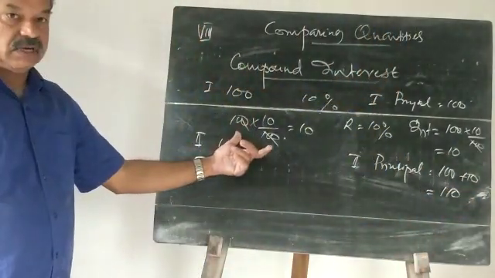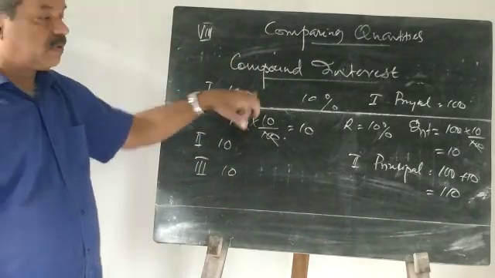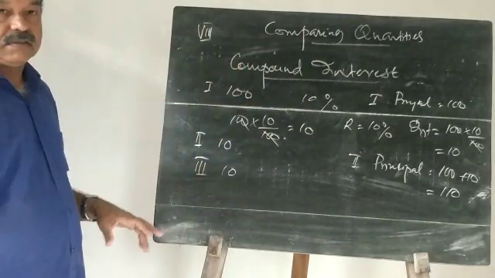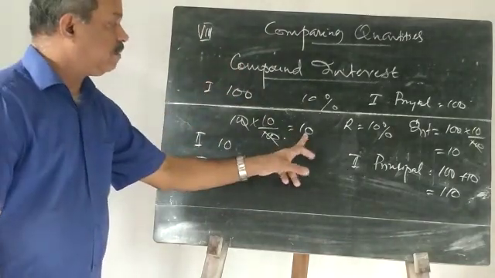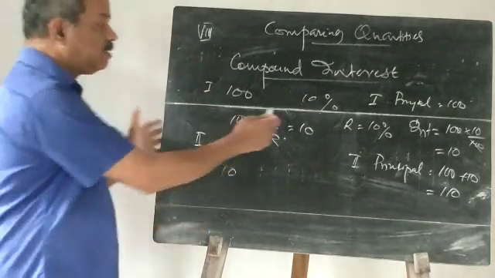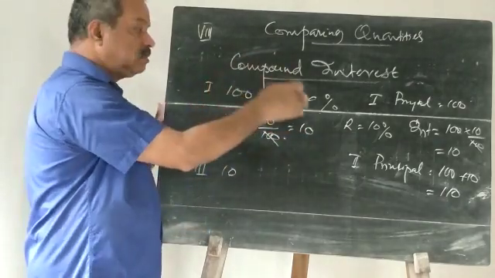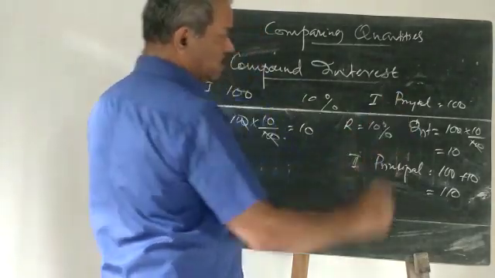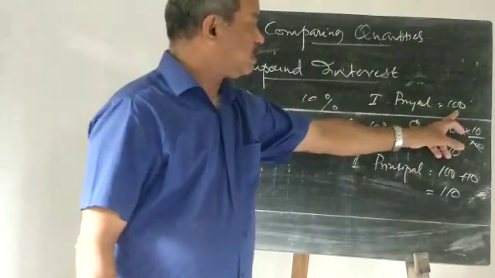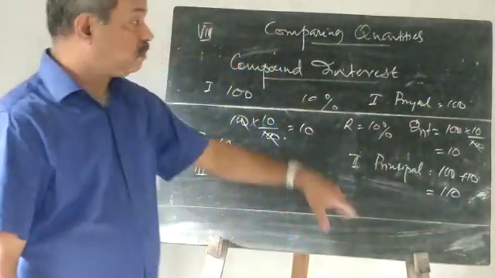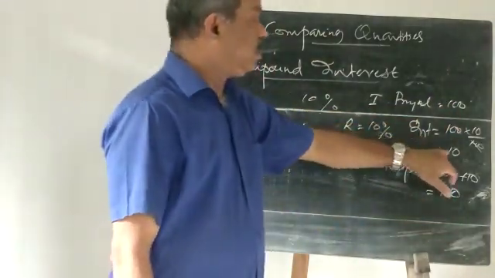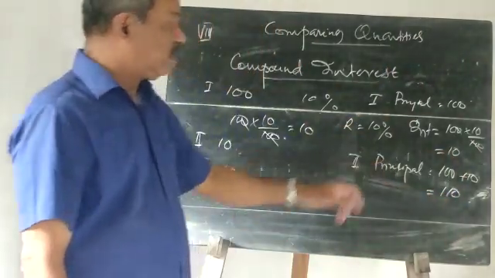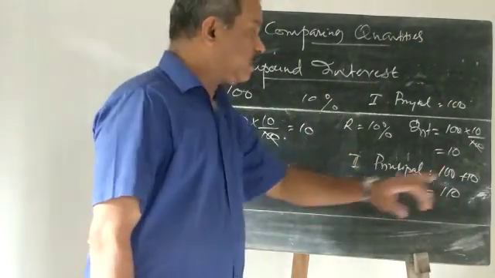But in the previous calculation, every year the principal remains 100 rupees itself. There is no change in the principal, so there is no change in the interest also. Every year same principal amount, same interest. But in this new method, first year principal 100, second year principal 110. Principal increases by adding the interest for the first year to the principal.